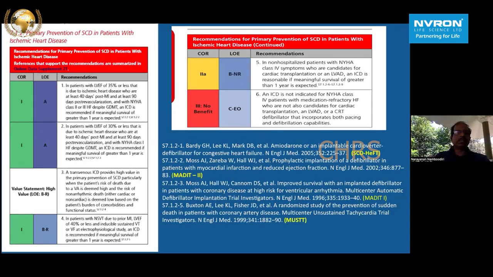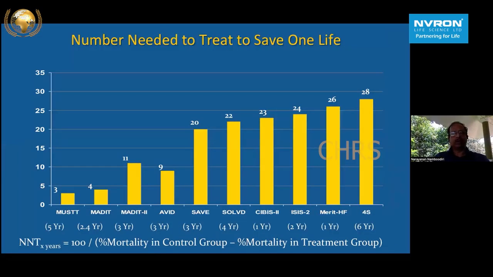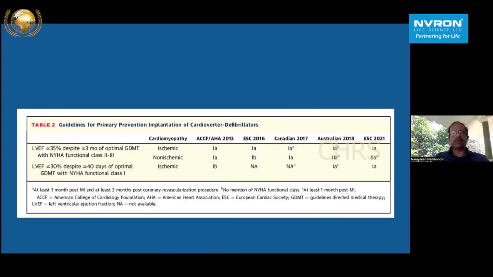As per the classic criteria, that is MADIT, SCD-HeFT, in all these trials it is clearly indicated. All had shown benefit, and MADIT also showed benefit at 40% ejection fraction with inducible sustained VT during an electrophysiologic study. You'd be surprised to know that in some of these EP study-guided trials, including MADIT-II, the number needed to treat was quite low, less than 10 in 3 of these trials within a period of 3 years. So it is a significant reduction in mortality if you identify the correct patients to treat.